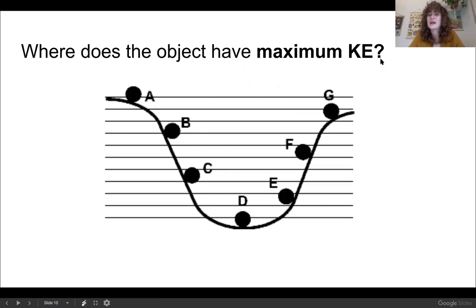Now, where would it have its maximum kinetic energy? That's wherever it's moving the fastest. It can also be thought of as where it's closest to the ground. So as a roller coaster rolls downhill, it gains speed, right? That's what makes the ride fun. Once it gets to the bottom of the hill, it's gained as much speed as it will. So D has the most kinetic energy.